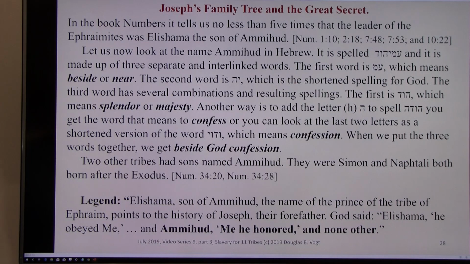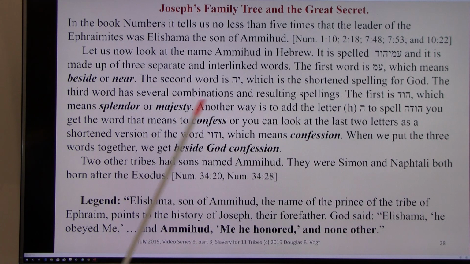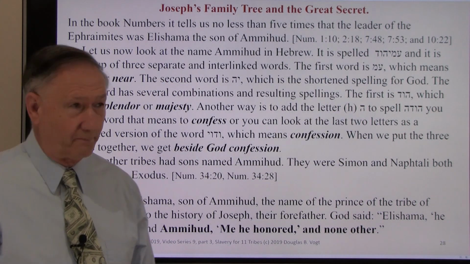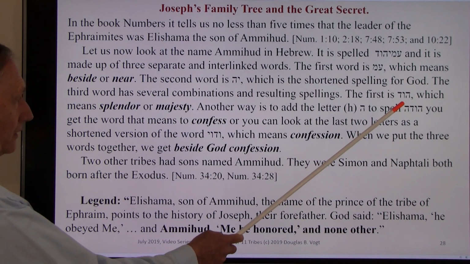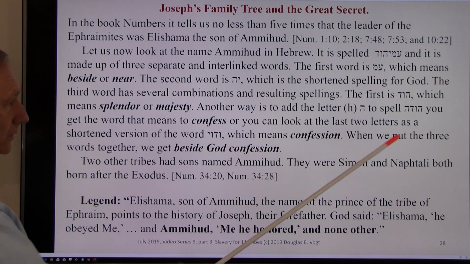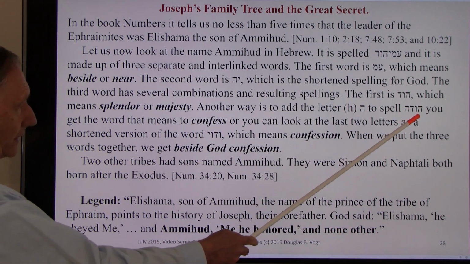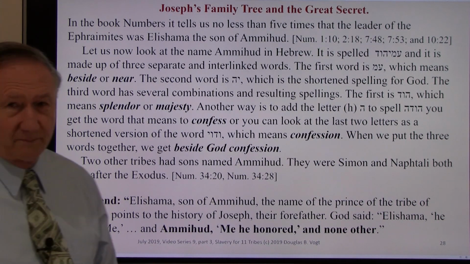Let's now look at the word Amihud in Hebrew. This is how it's spelled. It's made up of 3 separate interlinked words. First word, ayin mim, which means beside or near. The second word, yod-he, is short for the unspoken word of God, yod-he vav-he. For my atheist friends, think of it as the operating system. Third word has several combinations, resulting in spellings. First is he vav daled, which means splendor or majesty. Another one was adding a he at the end. You get the word confess, or the last 2 letters may be an abbreviation of this word, which means confession. Both are the same thing. So the end result is beside God, confession, or confessional.